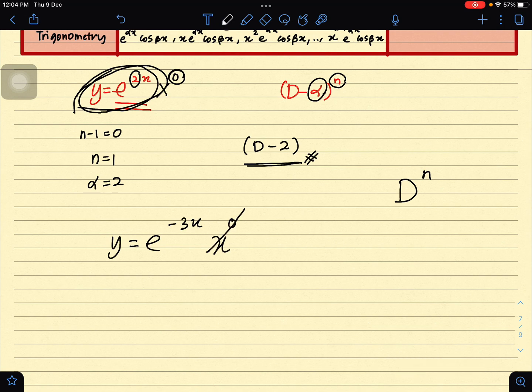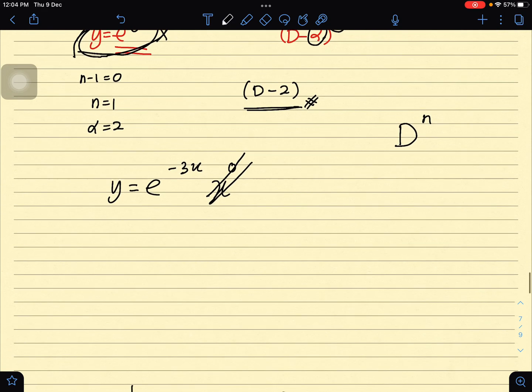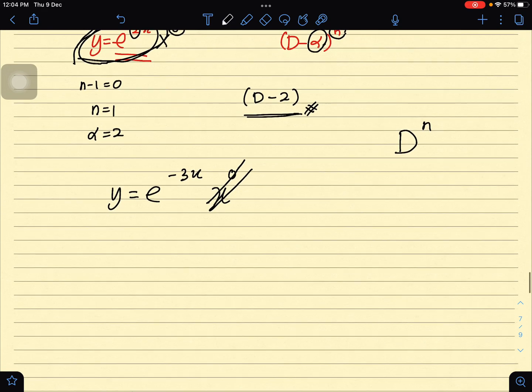So if you are asked to find the differential operator that annihilates this function, you need to use the formula of the differential operator for exponents, which is d minus alpha to the power of n. The values that are important for us to know are, first, alpha, and second, n, where alpha comes from the value in your exponent.